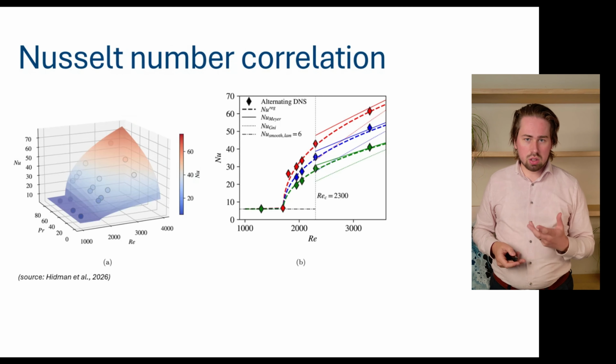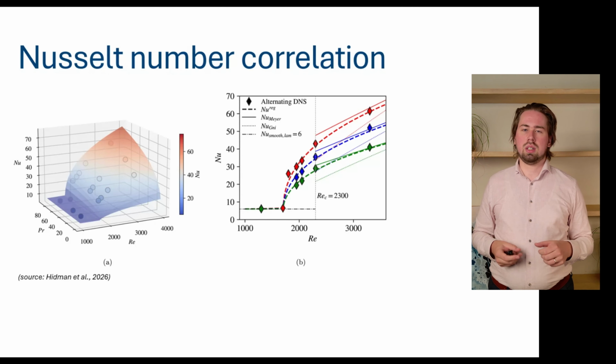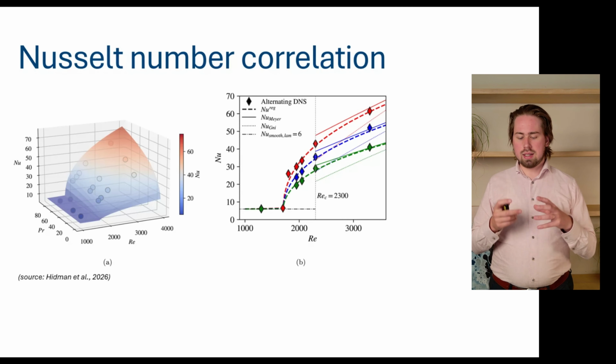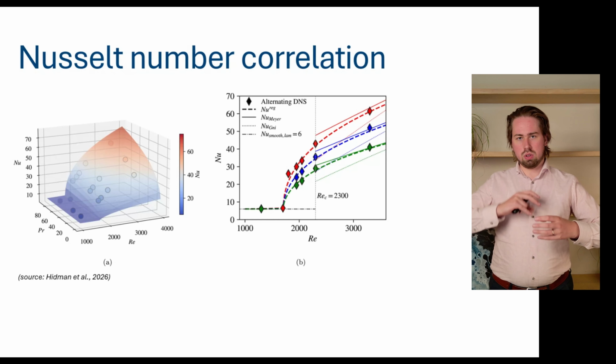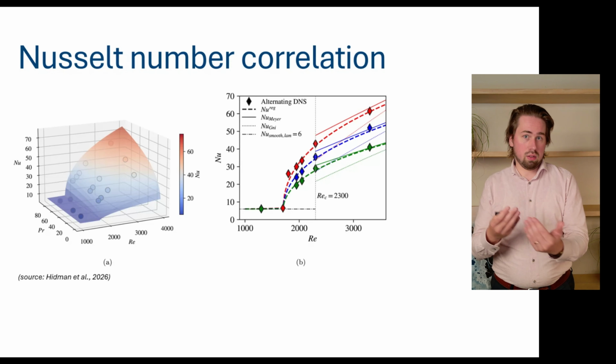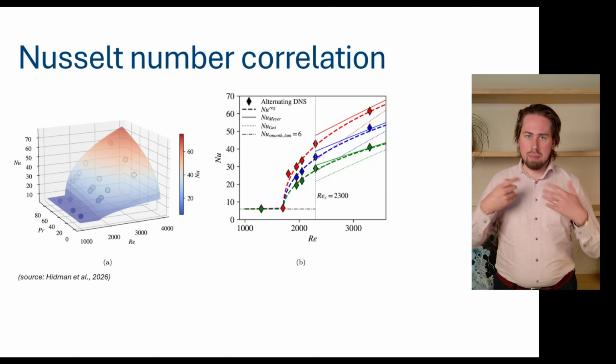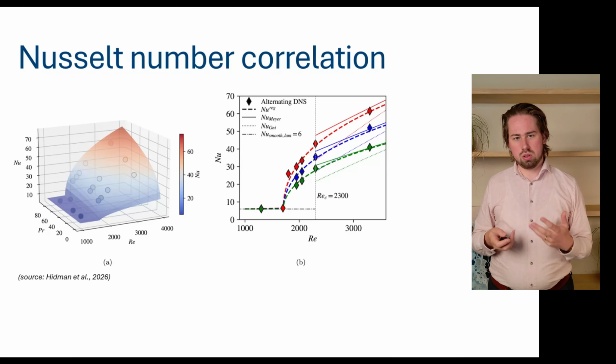And also the Nusselt number changes. The Nusselt number, we touched upon it briefly. It basically tells us how the convective heat transfer of the fluid relates to the conductive one. And basically you want a very high convective heat transfer, so we have a low borehole resistance, so we want a very high Nusselt number.